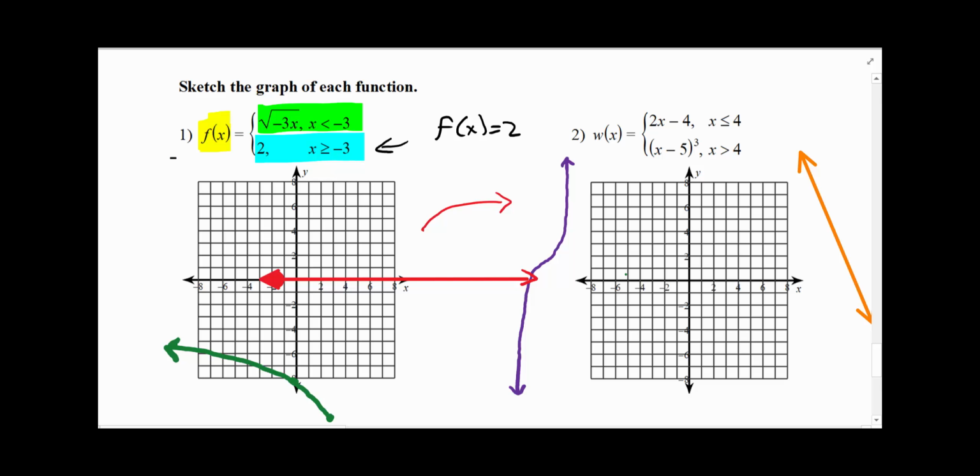Well, -3 times -3 is 9. What's the square root of 9? +3. So at -3 right there, here, let me change that color. When we plug -3 into there, we're up here at +3. But we have to put a hollow dot because of the inequality sign. Well, that's this graph.